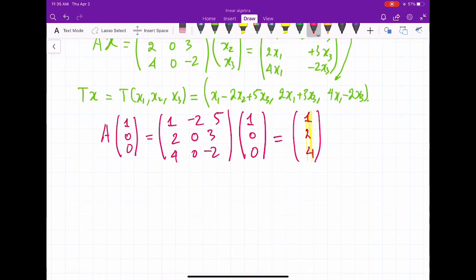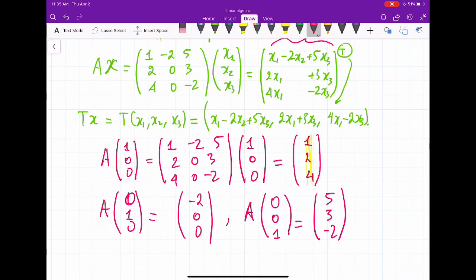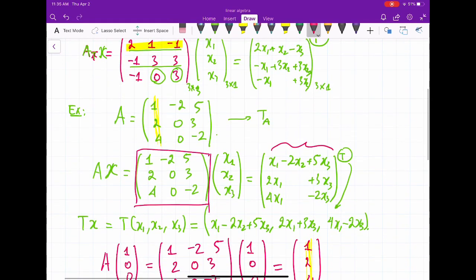Similarly, if you apply A to (0, 1, 0), you will get the second column of A, which is (-2, 0, 0). And then A applied to (0, 0, 1) is the third column of A. So basically, the matrix A is sometimes called the representation of the linear transformation in the standard basis. I write here: that is the representation of T in the standard basis.